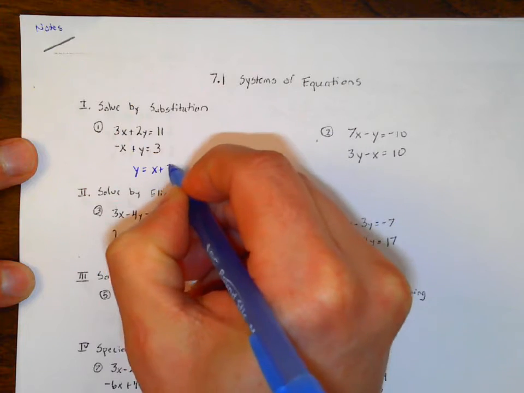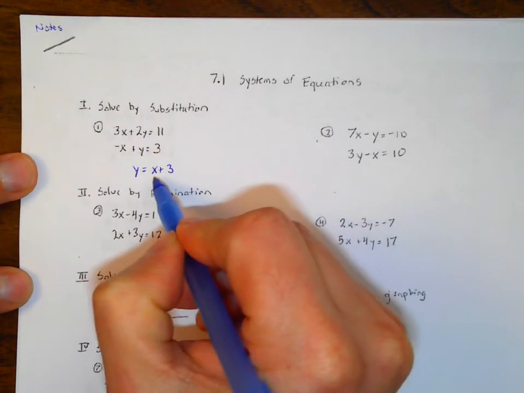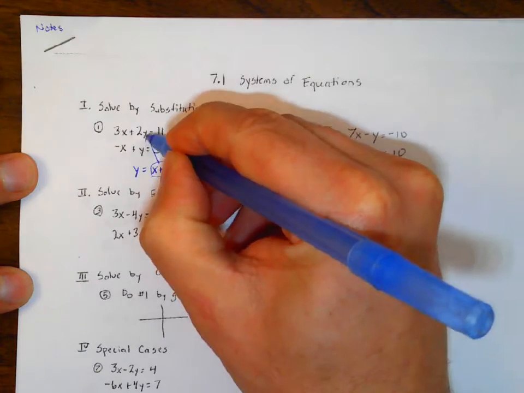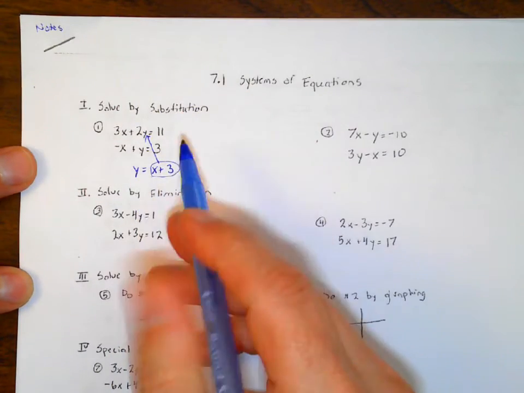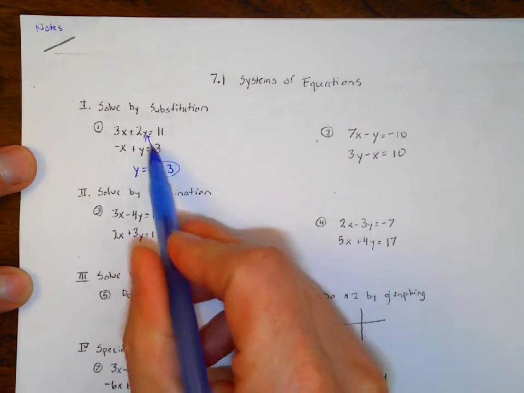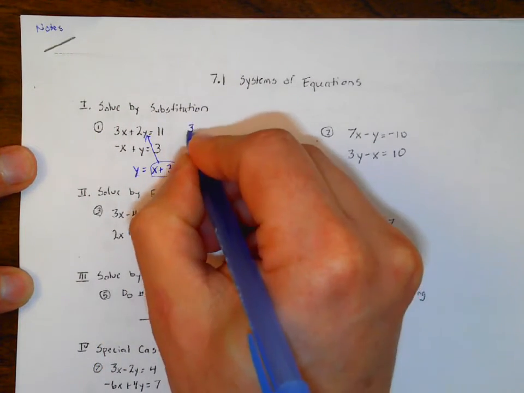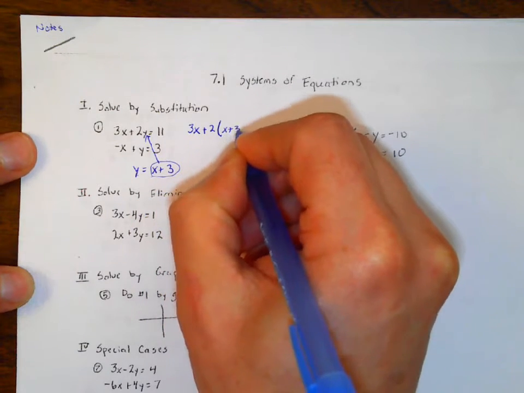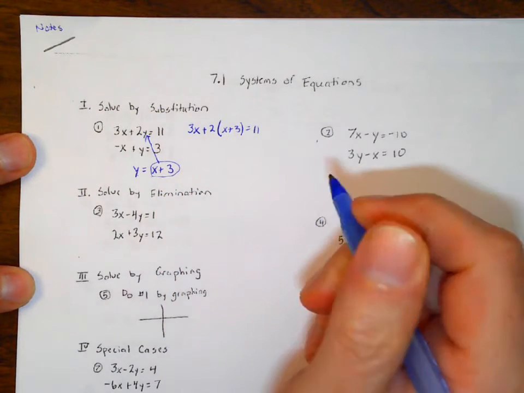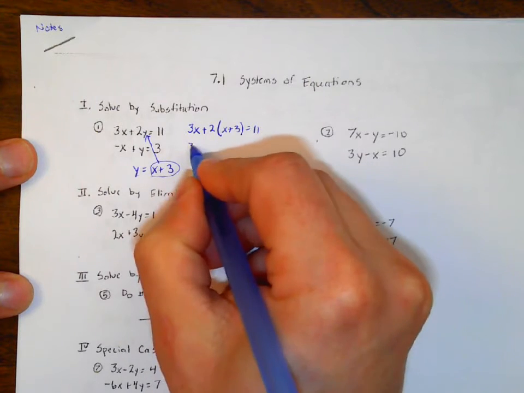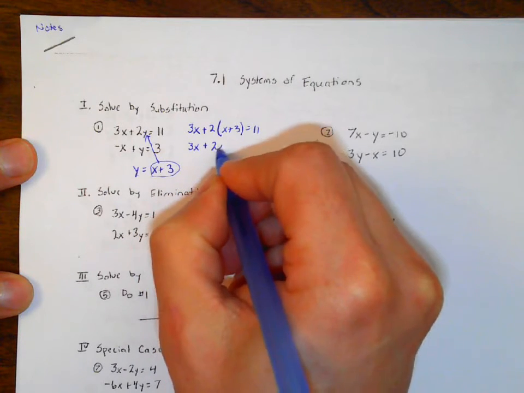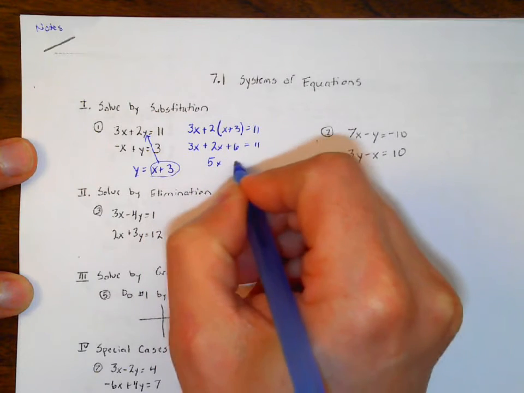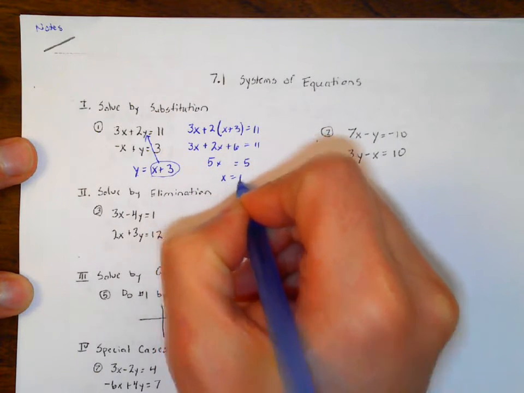So I have y equals x plus 3. Now I'm going to take what I just solved for and substitute that into the other equation. If this is what y is equal to, I'm going to plug it in right there. So I have 3x plus 2 times the y, and now I'm going to solve that. Distribute it through. So 5x, subtract that over, I get 5, so I get x equals 1.